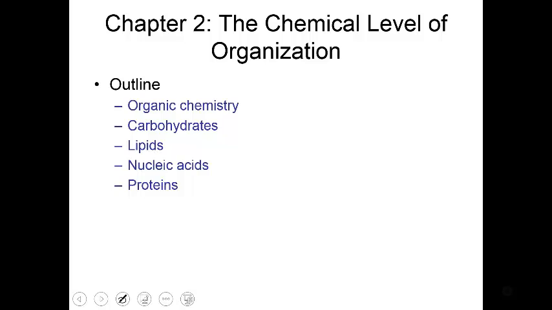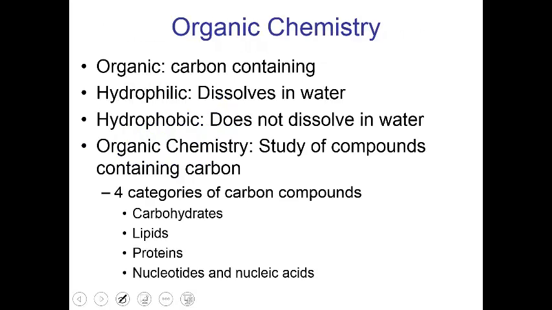So during this chapter, we're going to talk a little bit about what organic chemistry is and go over the 4 macromolecules of life. Each and every one of these macromolecules of life has a specific function to play within the human body. And those 4 macromolecules are carbohydrates, lipids, nucleic acids, and proteins. Organic chemistry is a branch of chemistry that deals with carbon-containing compounds. So if something has carbon, it is an organic molecule.